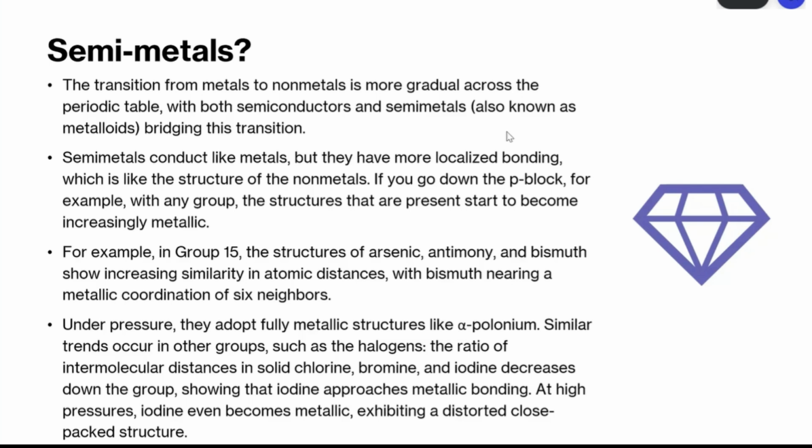Take for example group 15. The structures of arsenic, antimony, and bismuth show increasing similarity in atomic distances, with bismuth having a metallic coordination of around 6 neighbors. Under pressure, they adopt fully metallic structures such as alpha polonium. Similar trends occur in other groups such as the halogens. The ratio of intermolecular distances in solid chlorine, bromine, and iodine decreases down the group, showing that iodine approaches metallic bonding. At high pressures, iodine even becomes metallic, which exhibits somewhat of a distorted close packing structure.